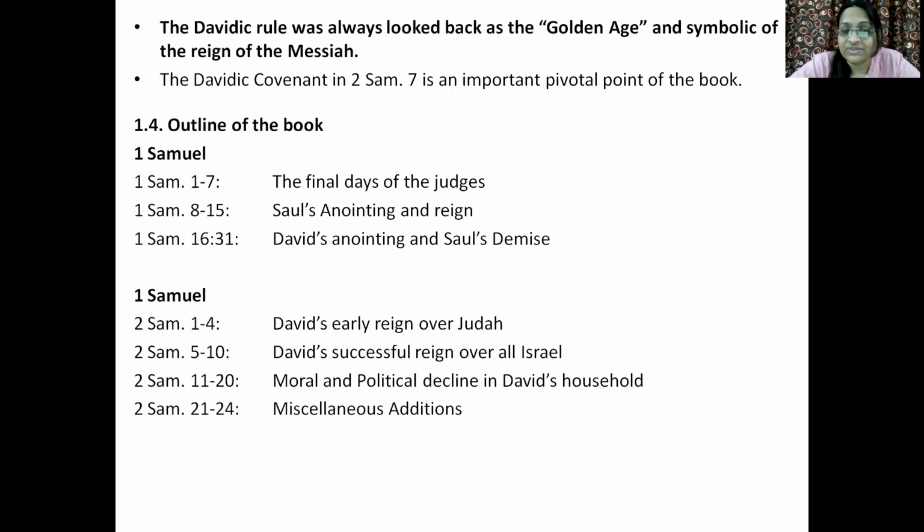So the Davidic covenant in Second Samuel chapter 7 is a very important pivotal point of the book, around which the whole book revolves. It simply means that if you follow God and fulfill his covenants, your kingdom, your family, will always be on the throne. Okay, so that's the covenant God makes with David in Second Samuel chapter 7.